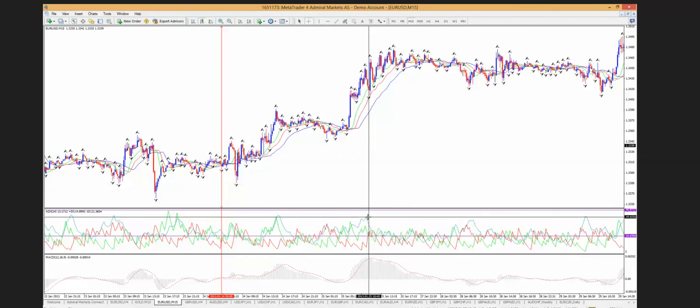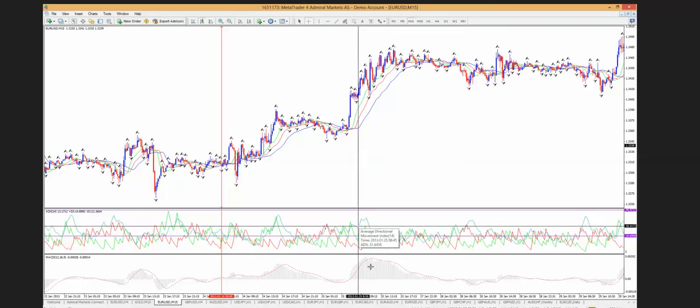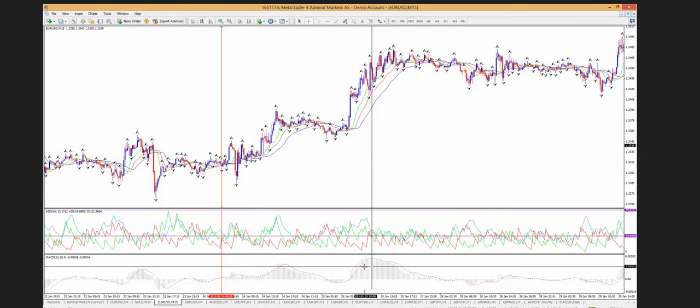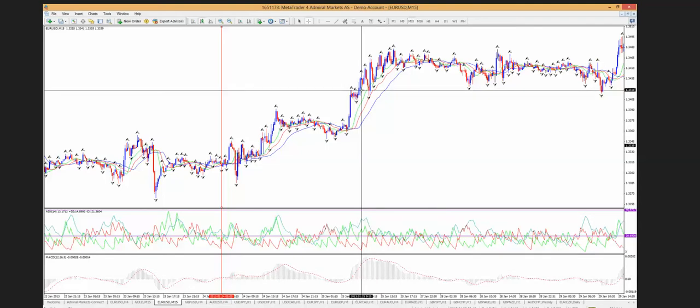Our ADX is a bit high, but it's still under 35 actually, so that's okay. It's 32, 31, so that's okay. MACD is in positive territory. It's still climbing. You can see the angle here. So that looks all okay. Our entry is at 20.